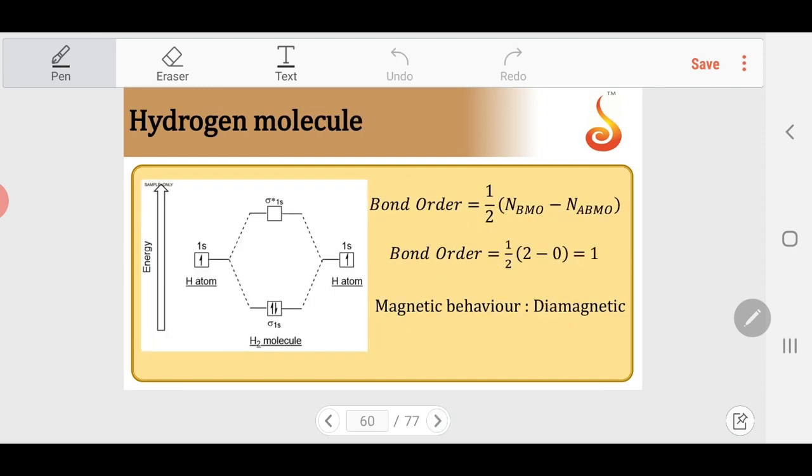For the hydrogen molecule, as we know, there is a 1s electron in each of the 2 hydrogen atoms. So the total number of electrons in the system is 2. The 2 atomic orbitals overlap to form 2 molecular orbitals, sigma 1s and sigma star 1s. With only 2 electrons, both go to sigma 1s because I have to follow the Aufbau principle. So the number of electrons in bonding is 2, and in anti-bonding is 0. So bond order is half of 2 minus 0, which is equal to 1. That means there is a single bond between the 2 hydrogen atoms. Since there are no unpaired electrons in the molecular orbital, the magnetic property will be diamagnetic.